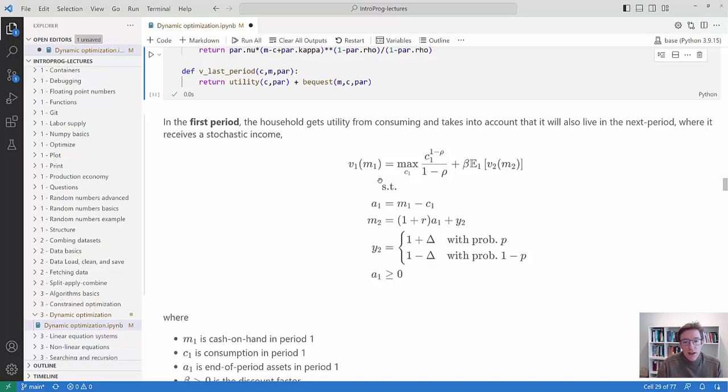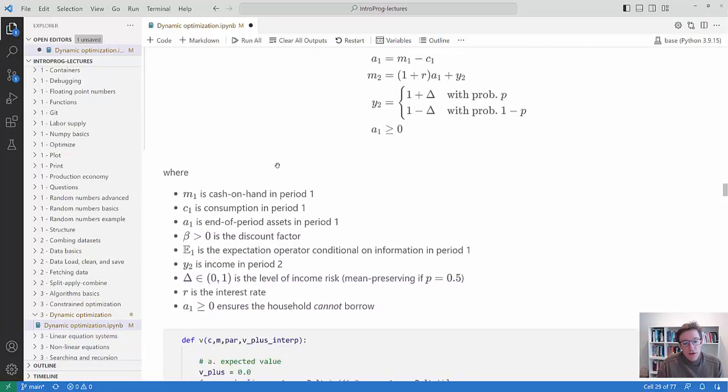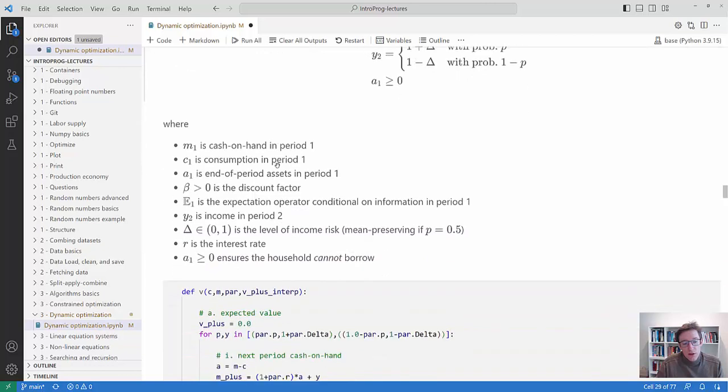You need to first decide what you do in the first period, and then the stochastic income will be realized, and you will decide what you do in the next period. We still have the requirement that you cannot borrow, that assets have to be non-negative. Okay, so now we want to solve this whole problem.